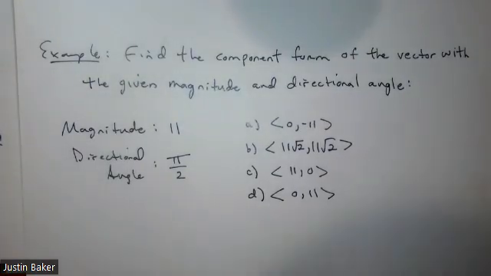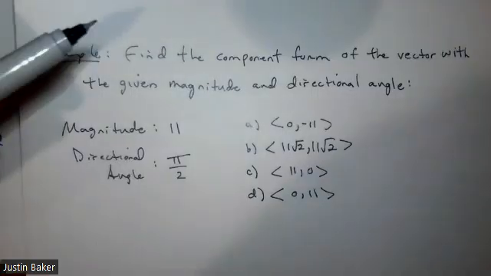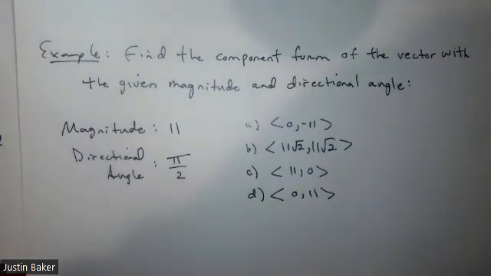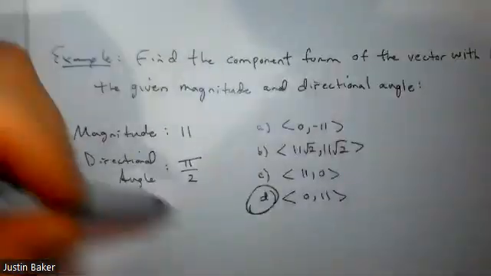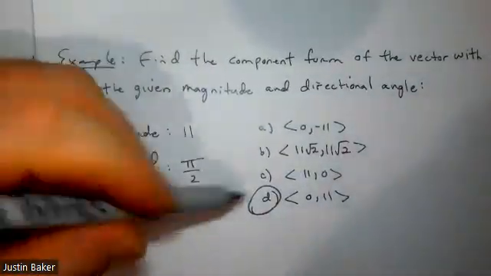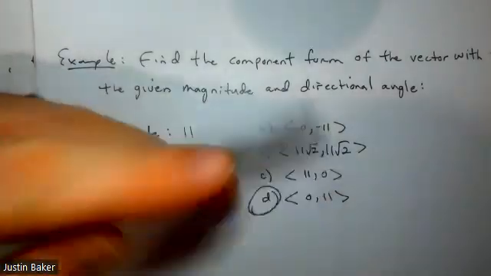Okay, anybody have an answer that they would like to share? D. Say that again? D. Yeah, D is correct. So when you have that going to pi over 2, that means you didn't go anywhere for the x. Your thing is 11 in the air.